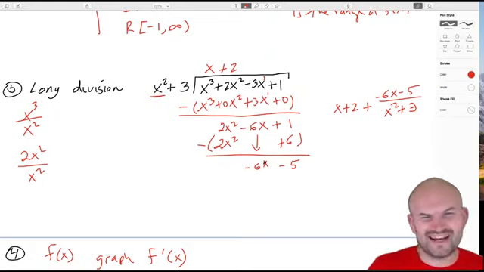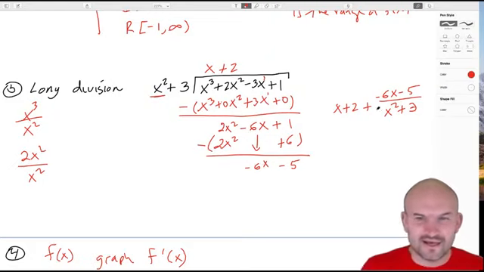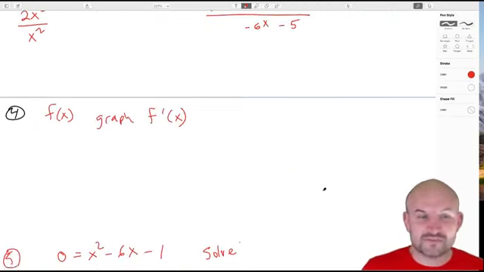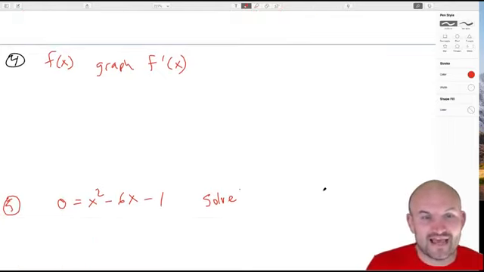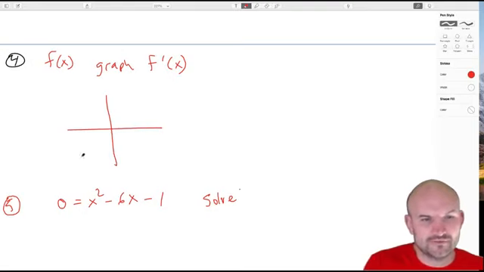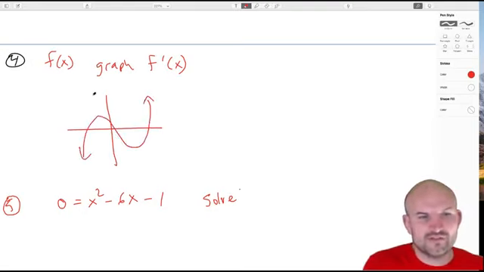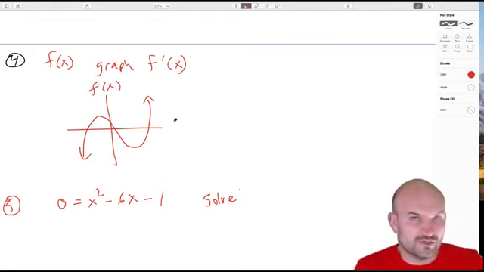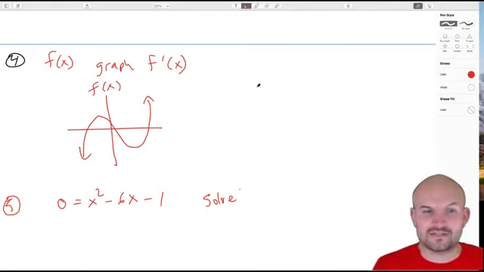Helped you out. So again, I really just want to go through the process in that regard. So the next one is: find f of x, graph f prime of x. Let's go ahead and do a cubic here. Let's call this f of x. What would the graph of f prime of x look like?